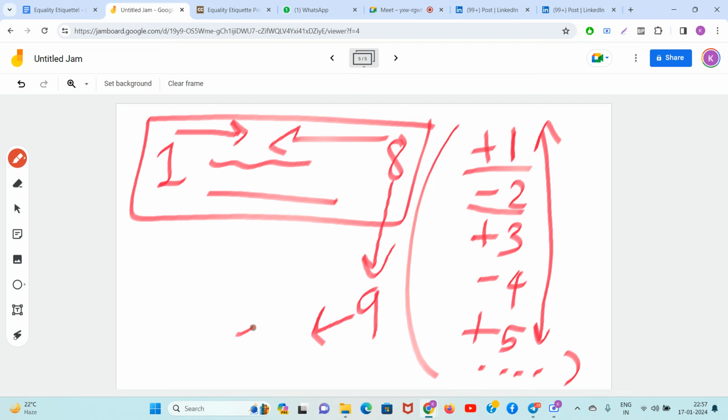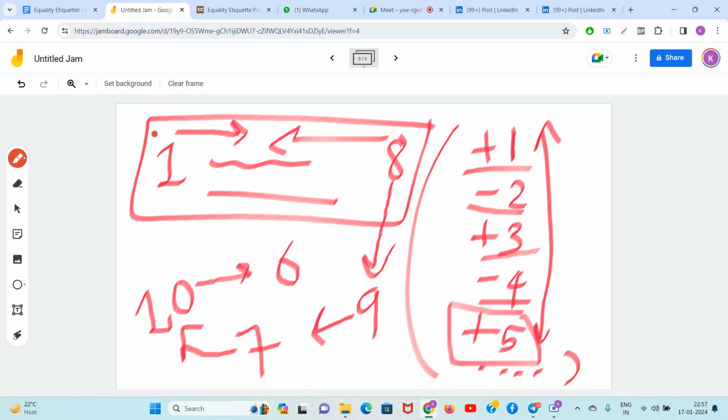So it will look like 7. Then you will do this plus 3 on the 7 only. Then it will look like 10. Then you will do this minus 4 on this 10 only. It will look like 6. Then this plus 5 you will do on the number A. 1 plus 5, 6. See, both became 6. It took a total of 5 operations in doing this.